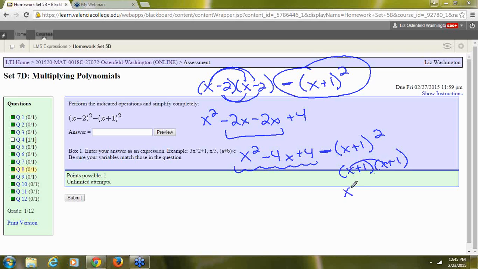X times x is x squared. X times 1 is 1x. 1 times x is also 1x. And 1 times 1 is 1. When I combine like terms, I get x squared plus 2x plus 1.